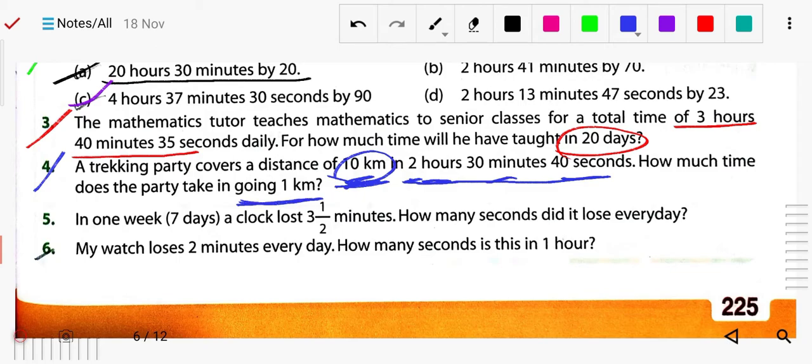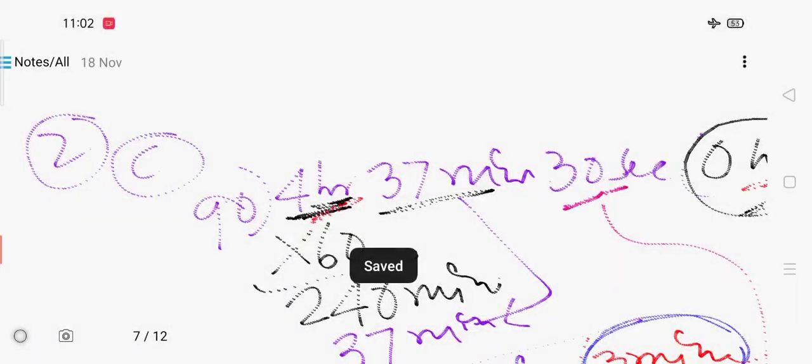So simply it will be divided by 10. Whatever the time is that is given, it will be divided by 10, so that we will get the time. That will be the total time taken. So you just solve this one, number 4.